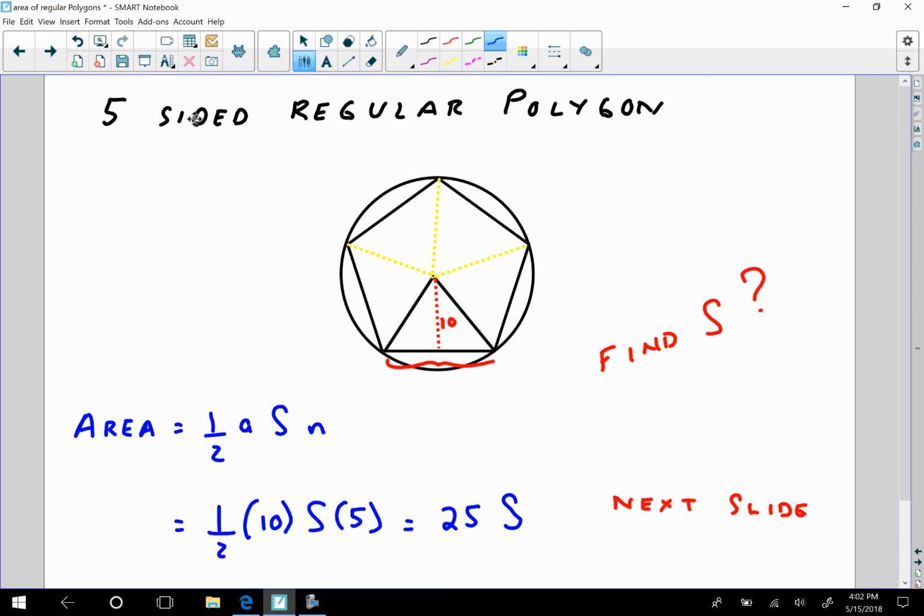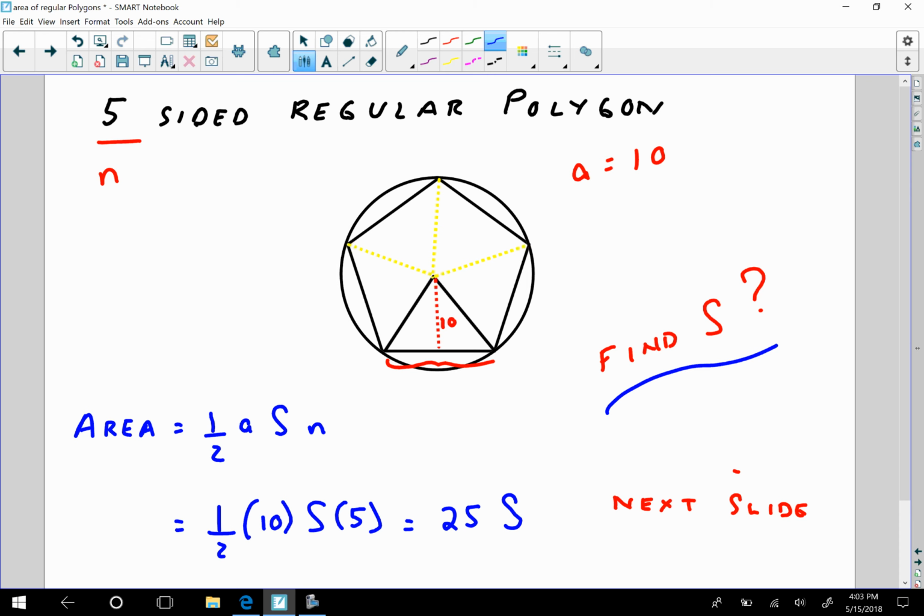I want to find the area of a 5-sided regular polygon, and all that's given is the number of sides. The number of sides is given, so this is going to be our n, and the apothem is given, and so we'll write that down, A is 10. What we need to do here is find the length of one side with the given information. Let's see if we can do that.